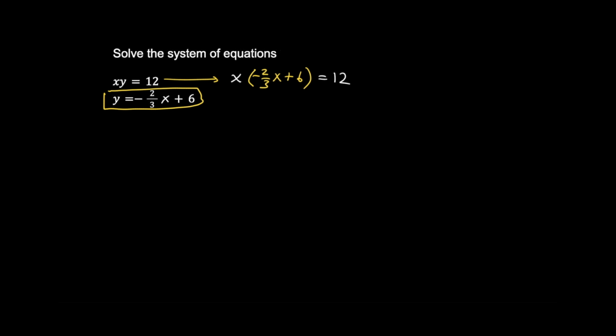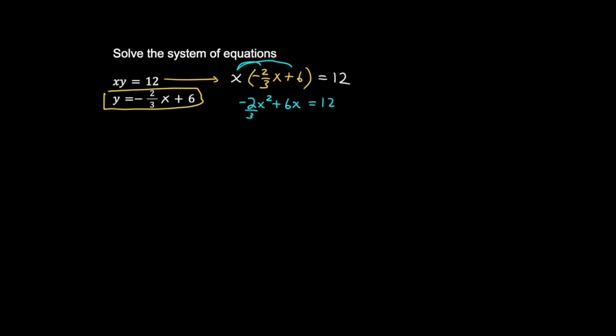We need to simplify the expression on the left. I'll have to distribute the x through, give me negative 2x squared plus 6x equals 12. I forgot the 2 over 3.